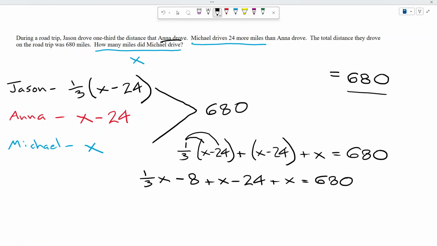Okay, now let's combine some like terms. I think I'm going to do the x first. So we have 1x, we have 2x plus another third. So it looks like we have 2 and 1/3 x.